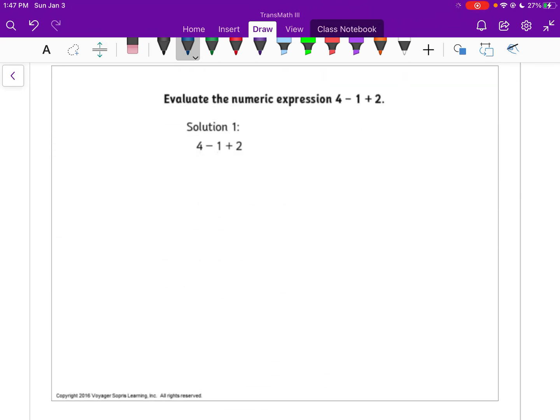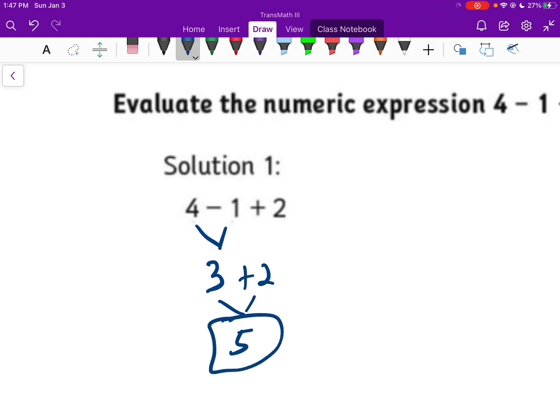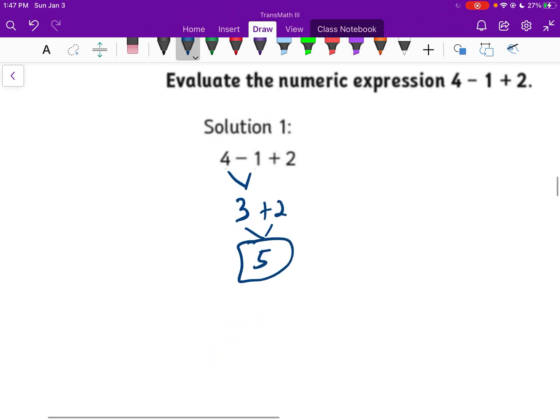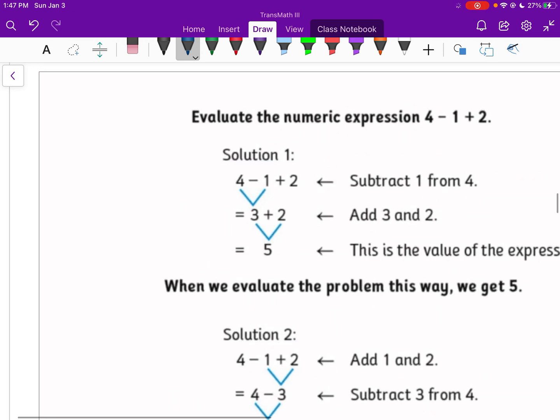So when we evaluate numeric expressions, and all we see is subtracting and adding, all you have to do is work from left to right. So when we do this one, we're going to do 4 minus 1 first, which will give us 3, and then 3 plus 2. 3 plus 2 will give us 5. Make sure you are working from left to right. So we got 5.